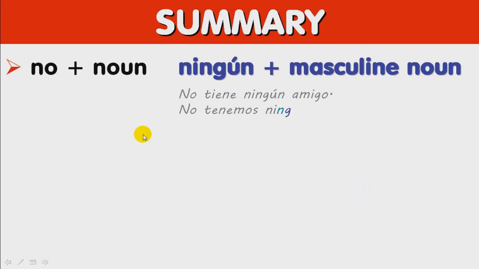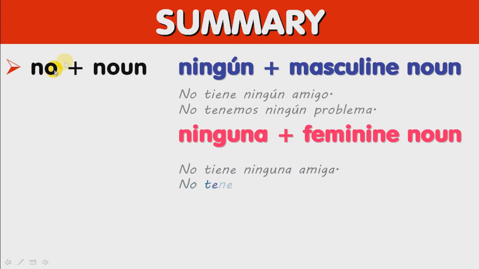So to summarize this, when in English we want to say no plus a noun, in Spanish we say ningún, if what follows is a masculine noun, no tiene ningún amigo, no tenemos ningún problema, or ninguna when what follows is a feminine noun, no tiene ninguna amiga, no tenemos ninguna herramienta.